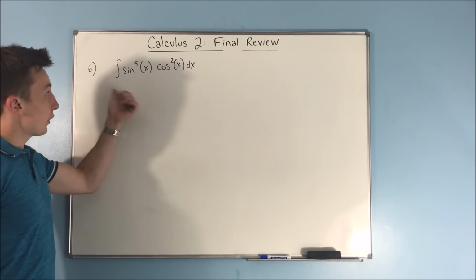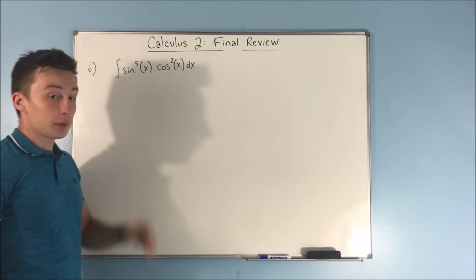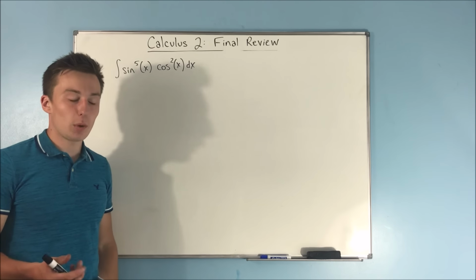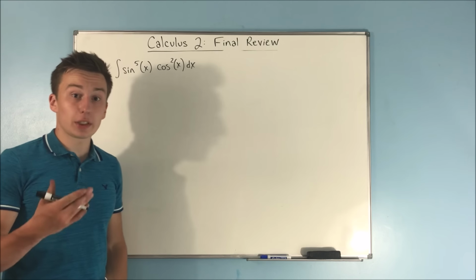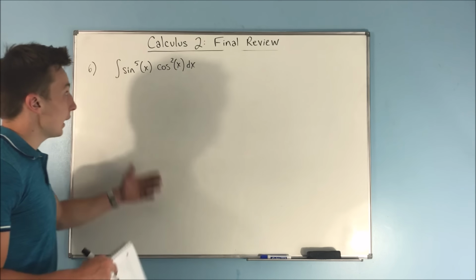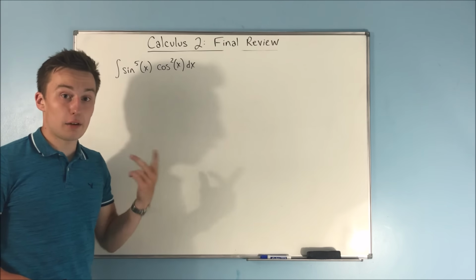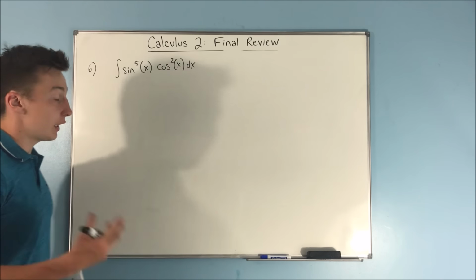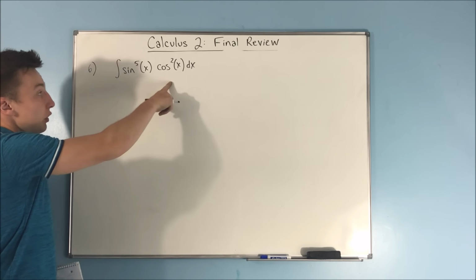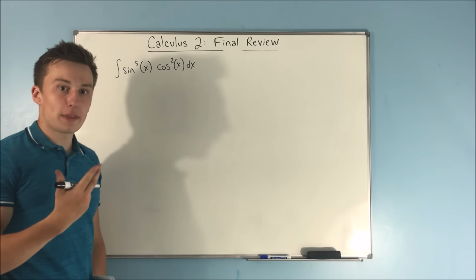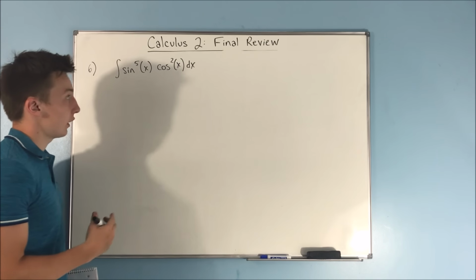So next we have the integral of sine to the fifth of x times cosine squared x dx. Now this is a trigonometric integral. This is not going to be a simple u substitution, at least not at first, because if we set u equal to sine of x, well then du is cosine of x dx, and we're left with that extra cosine of x there.